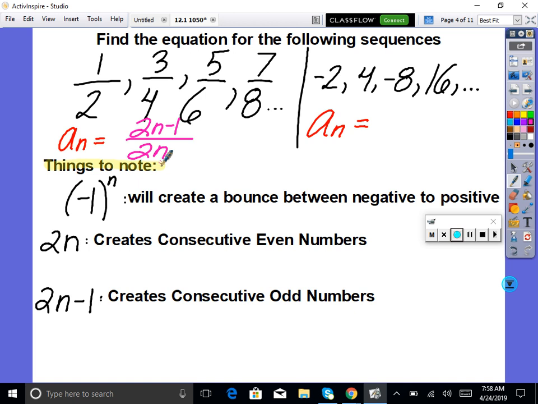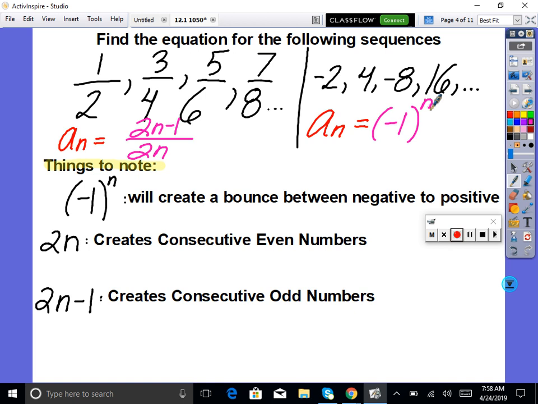Okay, let's create a direct formula for this one. Now, this one is not necessarily going to be any of these. This one's like a critical thinking one. So it's 2, 4, but then it's not 6. Do you guys see what it says? It's not consecutive even numbers. So this won't be this formula. Now what do we see happening? It's bouncing between positive and negative. So we're definitely going to have a negative 1 to the nth power in it.